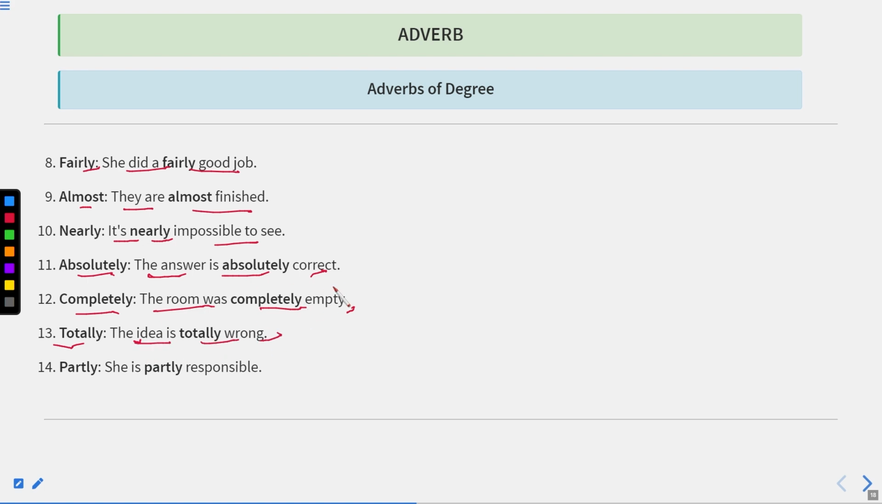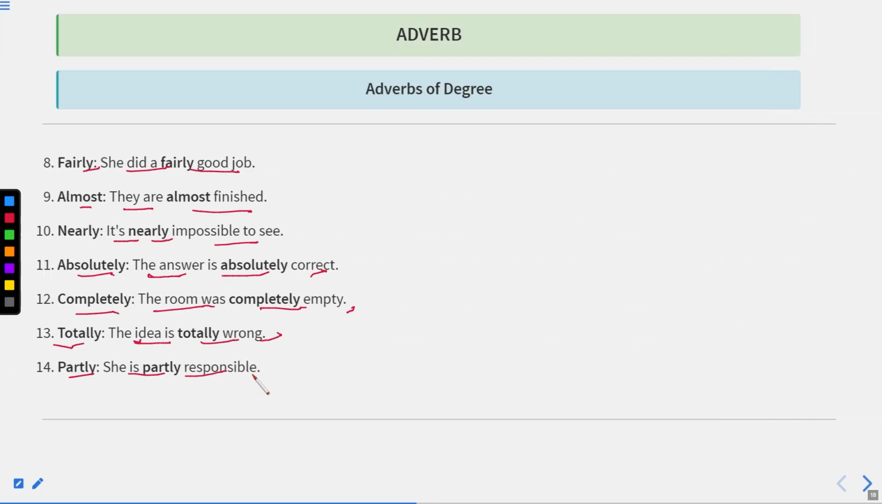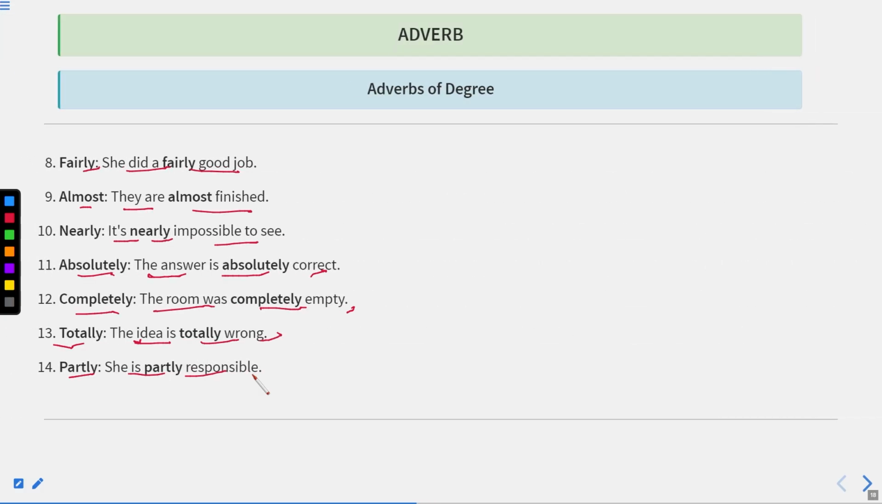Okay, so totally, absolutely, these are also the adverbs of degree. Partly, she's partly responsible. Partly responsible means she's half responsible. Okay, or she's responsible for a particular part only, not for the entire thing. So she's also responsible, but up to a particular level. Okay.